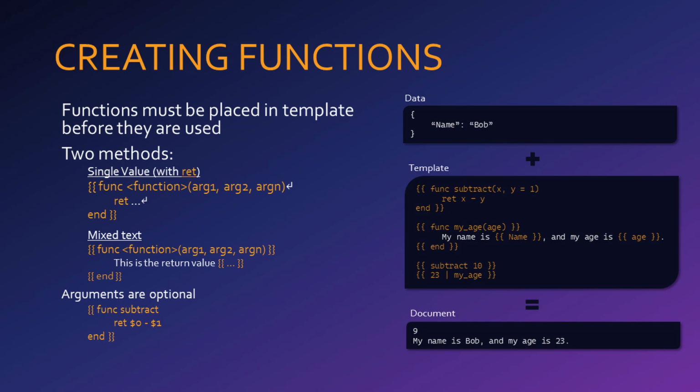The second function in the example uses the second method since we're returning text. Here we're combining the user's name, Bob, with his age, which is provided as an argument. By now, you should also recognize that I'm using the piped method to call this function.